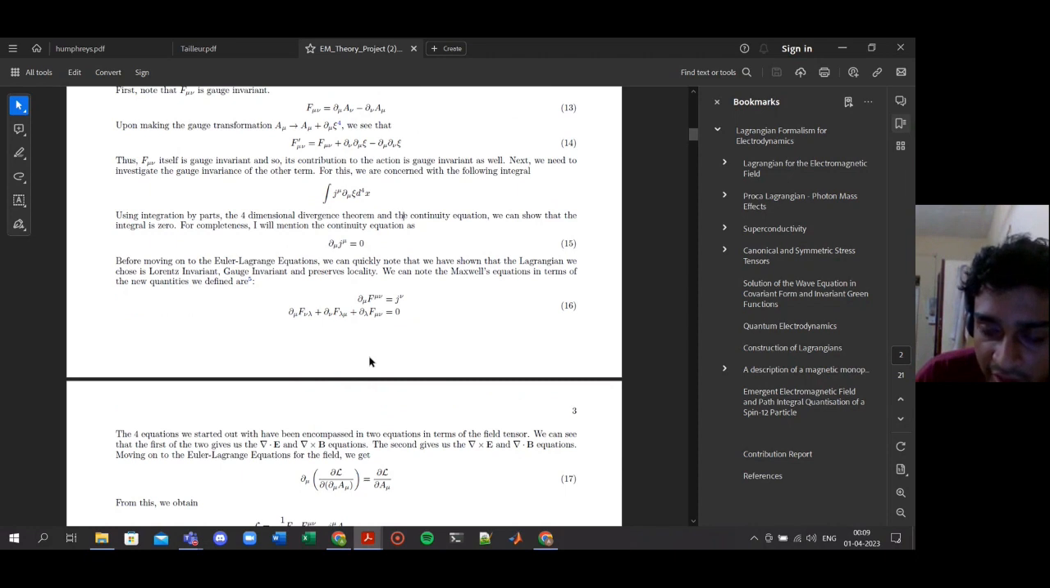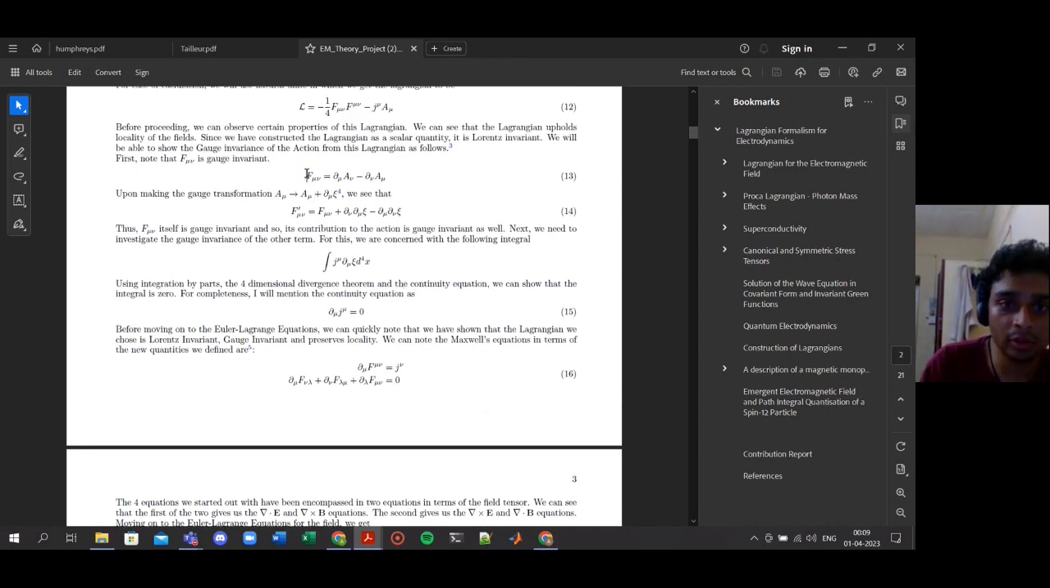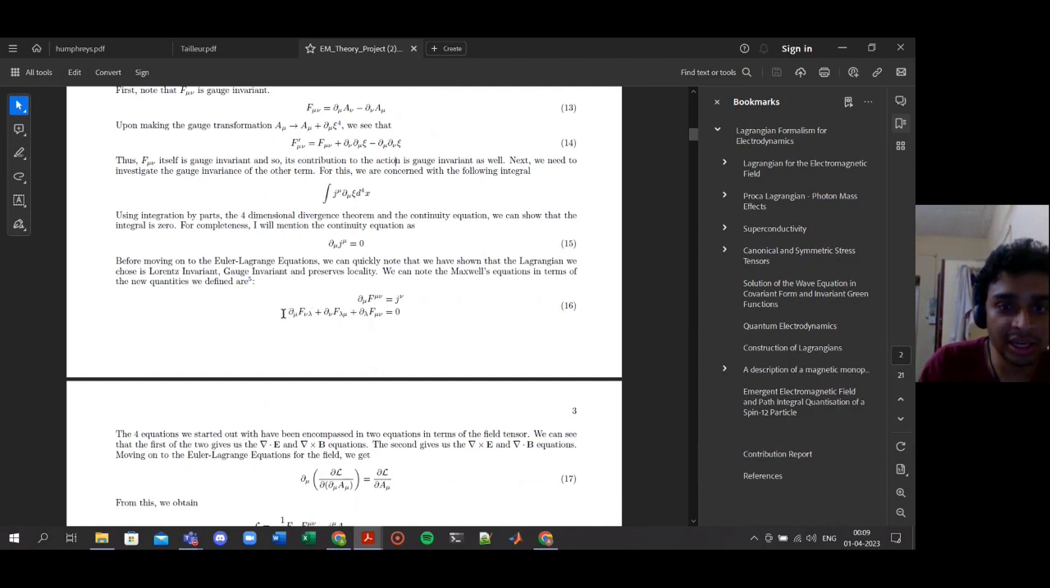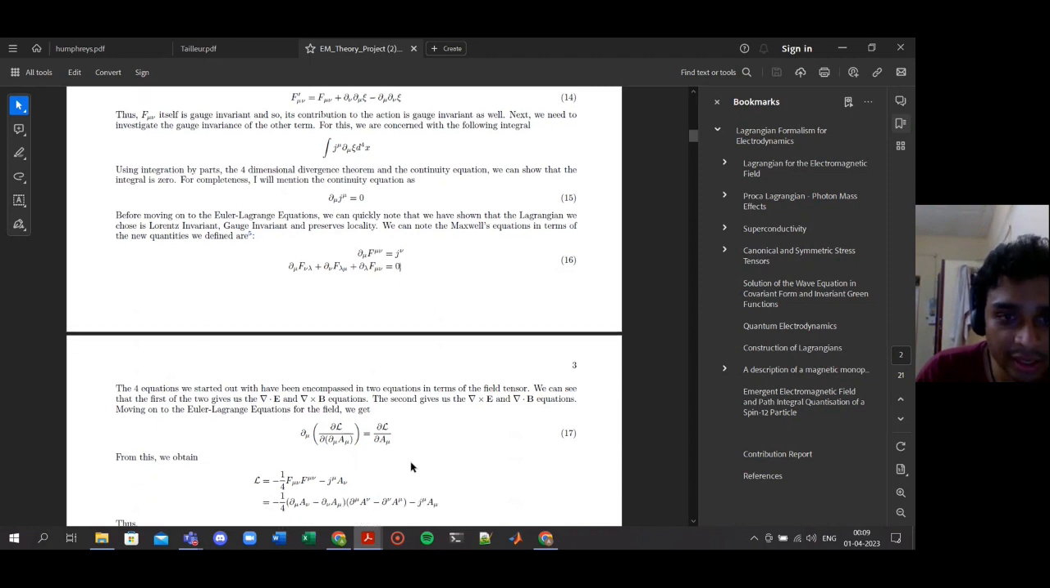The homogeneous Maxwell's equations, which are the curl of E and the divergence of B equations, come about from the antisymmetry of F mu nu, from its definition itself. So checking the second equation of equation 16 is rather trivial, and this is known as the Bianchi identity.